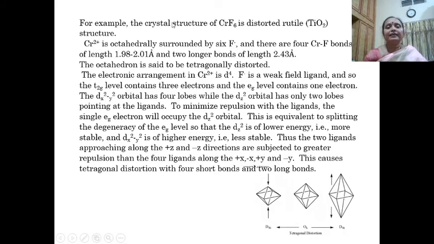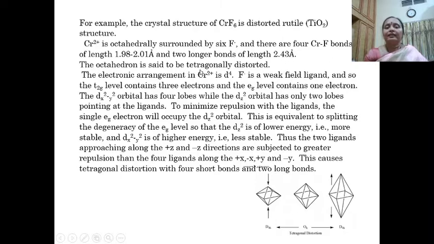Now, let us see an example of a crystal structure, chromium difluoride. This has a distorted rutile titanium oxide structure. Chromium 2 plus is octahedrally surrounded by 6 ligands, and there are 4 chromium fluoride bonds with length 1.98 to 2.01 angstrom and 2 longer bonds of 2.43 angstrom.